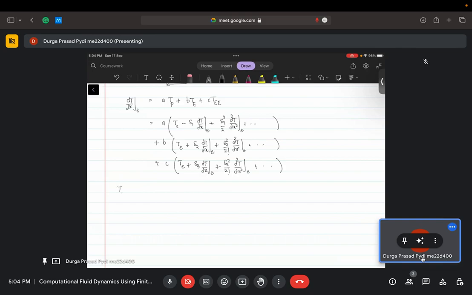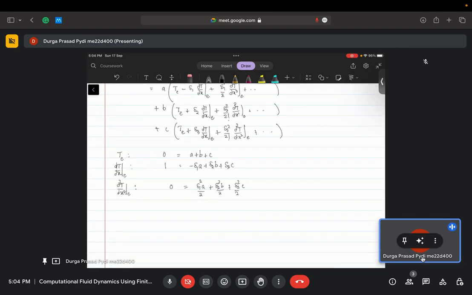If we compare the coefficients for T little e, on the LHS we don't have anything. On the RHS we have A plus B plus C. Similarly we compare coefficients for dT/dx. On the LHS it is 1. On the RHS we have minus delta 1 A plus delta 2 B plus delta 3 C. And similarly we compare the coefficients for d square T/dx square. On the LHS we have 0. On the RHS we have delta 1 square A by 2 plus delta 2 square B by 2 plus delta 3 square C by 2. So now we have 3 equations and 3 unknowns. If we solve them, we will get the values of A, B, C.